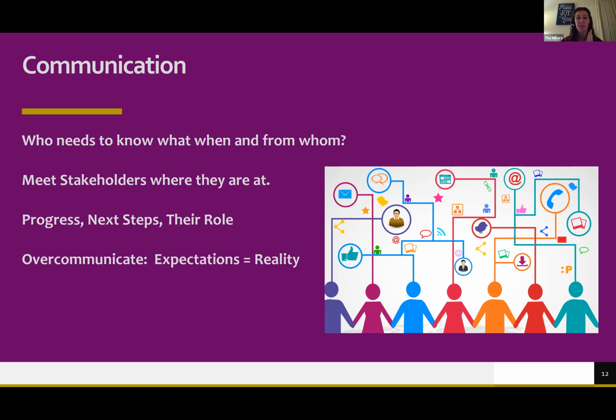If you don't give me this by this date, I will not be able to achieve X, Y, and Z for you, right? Setting those expectations and being very clear in them helps me shape the reality that I live in and that my stakeholders are in. If I don't communicate, then I have that expectation and my stakeholders can be on a different page.